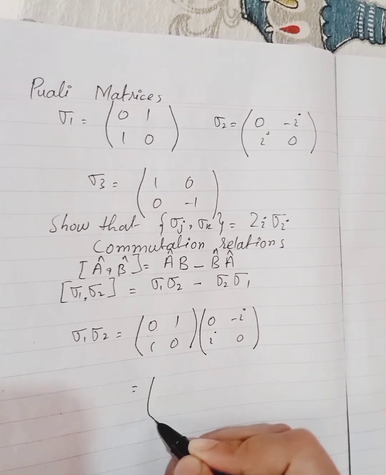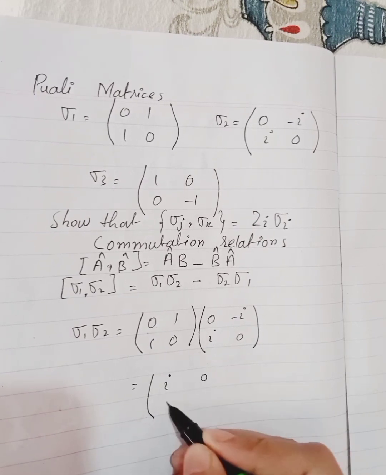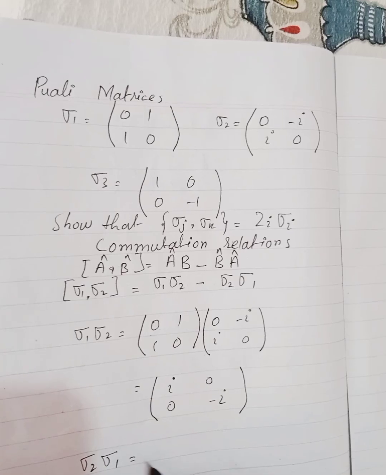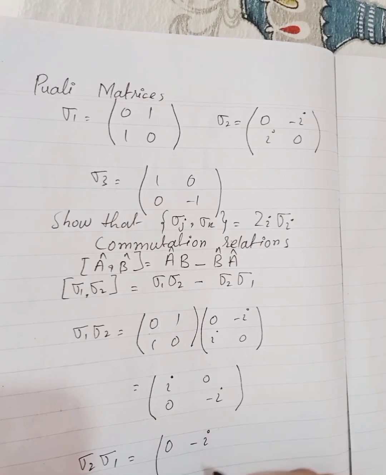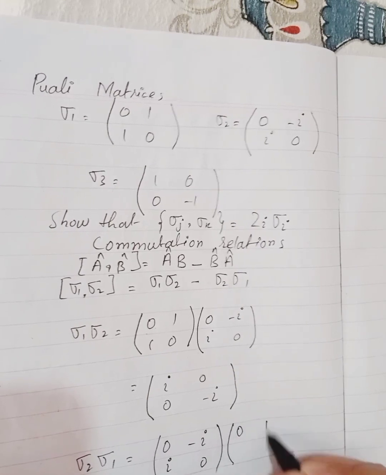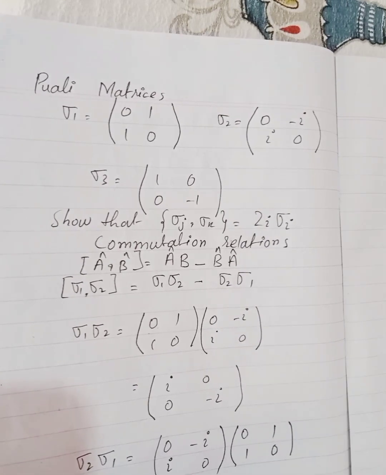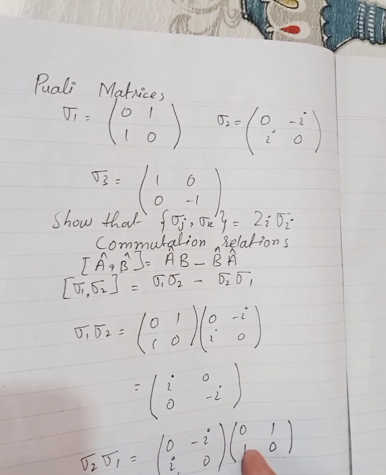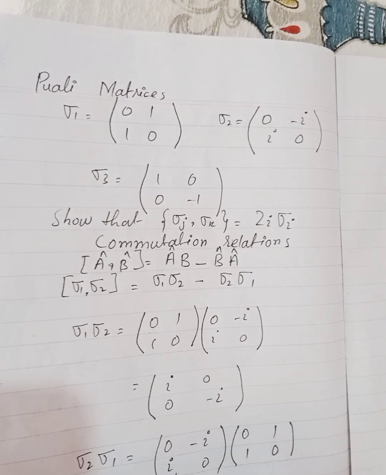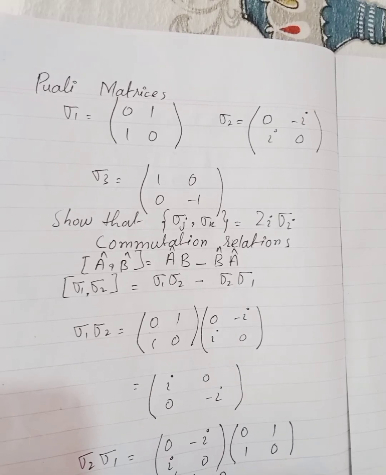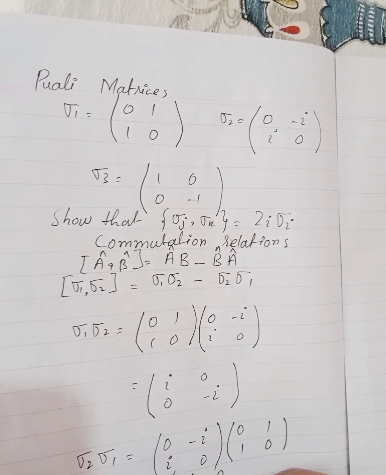After multiplying them together, the value will be i 0, 0 minus i. Now sigma 2 sigma 1 is equal to 0 minus i, i 0 times sigma 1, which is 0 1, 1 0. After multiplication we multiply both matrices. Sigma 1 sigma 2 is 2i 0, 0 minus 2i.